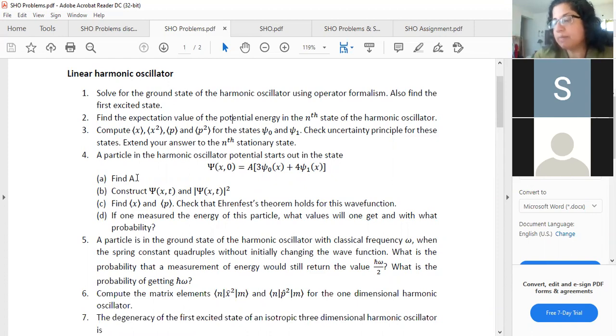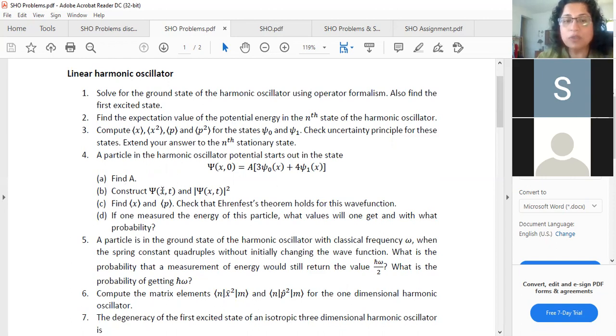And I think in your mind by now, you will have a quick way of getting to the normalization factor: squaring, adding, and taking the square root. So this should be working out quite well. And then, of course, you're supposed to construct psi(x,t) and the mod square of that, the probability density. I think again, that shouldn't be a problem. You have to find the expectation value of x and p in this particular state.